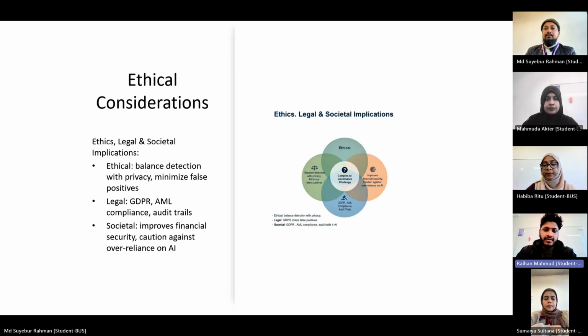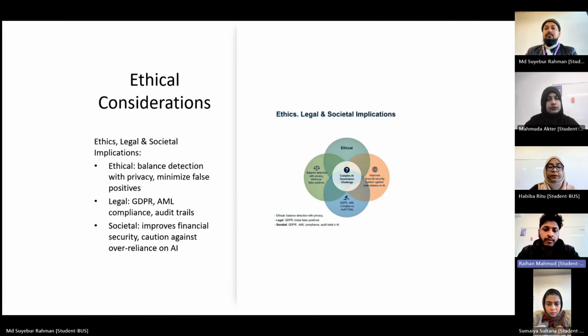Thank you, Habiba. Now I'm going to discuss the ethical, legal, and societal implications, as high performance is meaningless if it isn't ethical. We analyze the system through the ethics, legal, and societal Venn diagram you see here. Ethically, the main challenge is balancing detection with privacy. We must ensure that AI isn't intrusive and minimize false positives that lock people out of their funds.